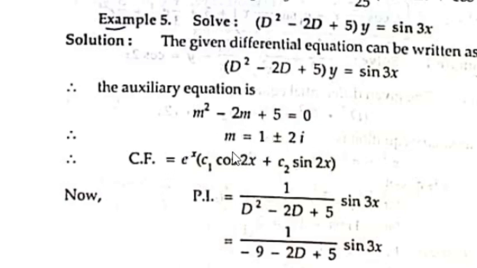Now for complex roots we find the general solution as e^(αx). Here α is 1, β is 2. So the complementary function or general solution is e^(αx), with α = 1, times (c1 cos βx + c2 sin βx), where β is 2: e^x (c1 cos 2x + c2 sin 2x). So this is the general solution.